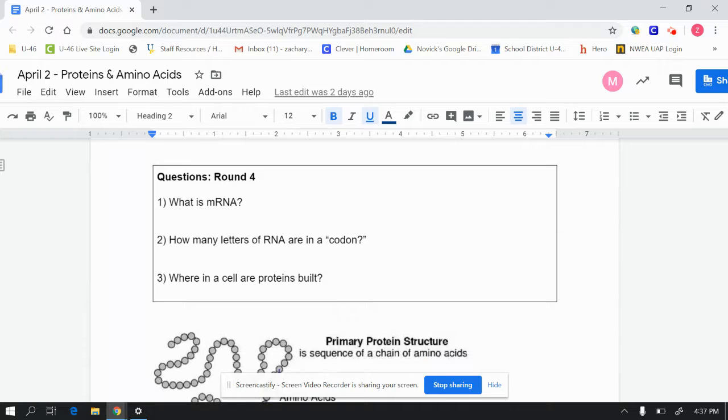Questions, round 4. What is mRNA? How many letters of RNA are in a codon? Where in a cell are proteins built?